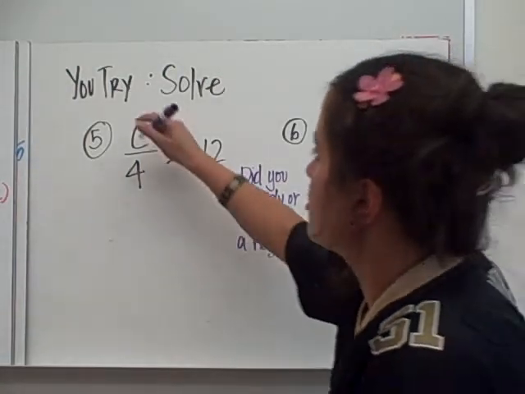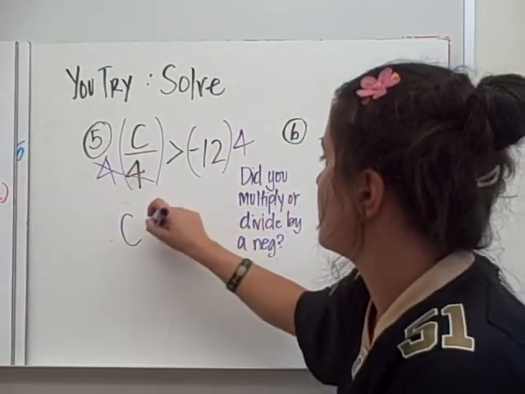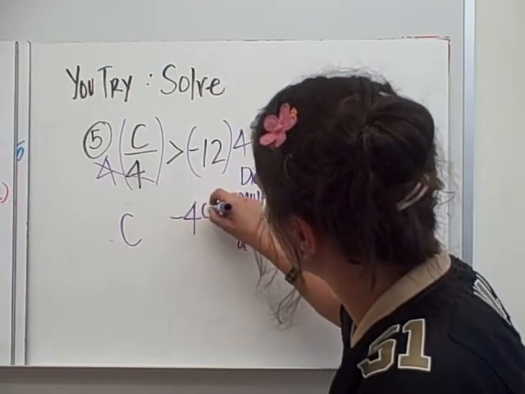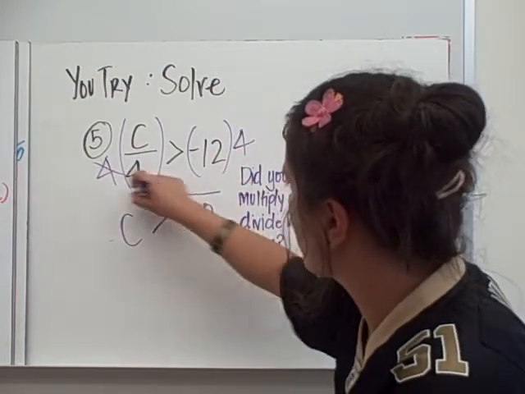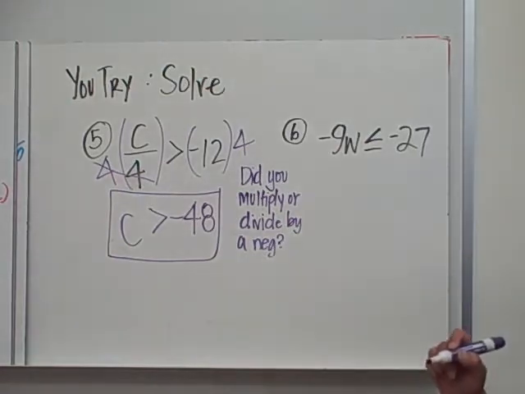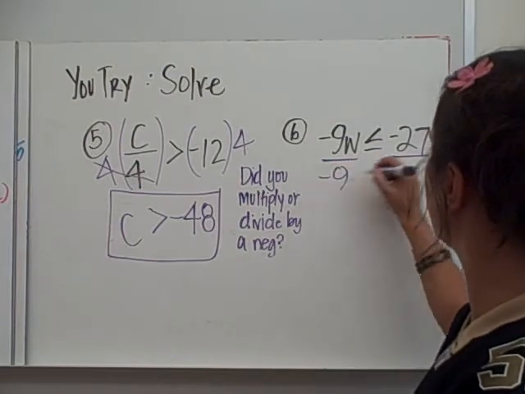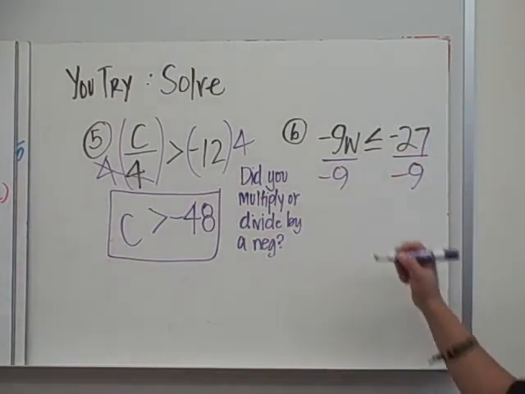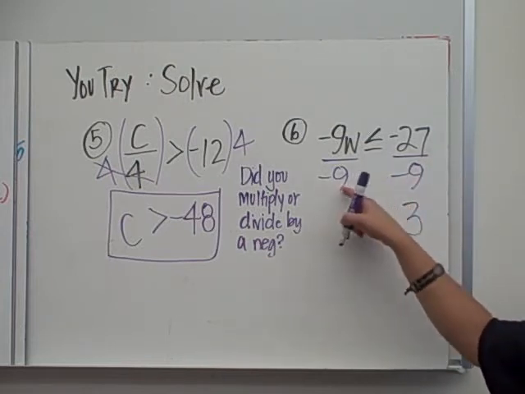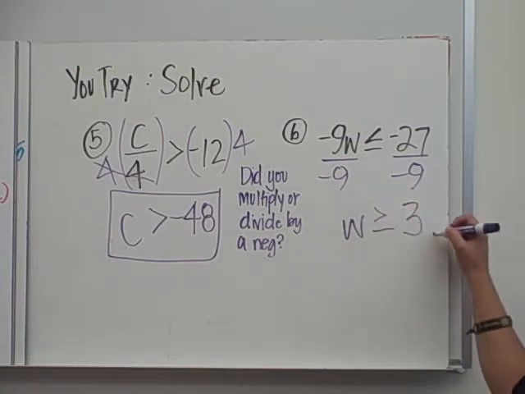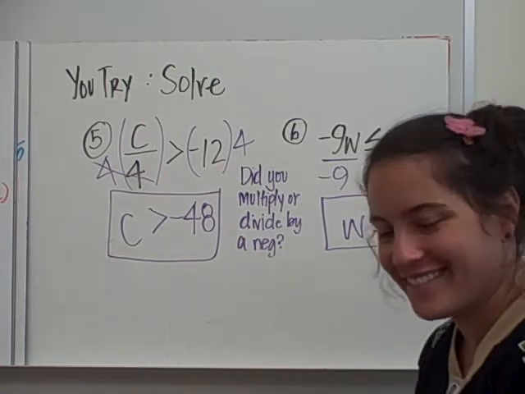Number 5, we have division, so I'm going to undo it with multiplication on both sides. And -12 times 4 is -48. Did I multiply both sides by a negative? The answer is no, so my symbol remains the same. Number 6, I have multiplication. So to undo multiplication, I'm going to divide both sides by a -9. -27 divided by -9 is 3. And then did I divide by a negative? The answer is yes. So I have to switch my inequality symbol, and there is my answer. I hope you got those right.